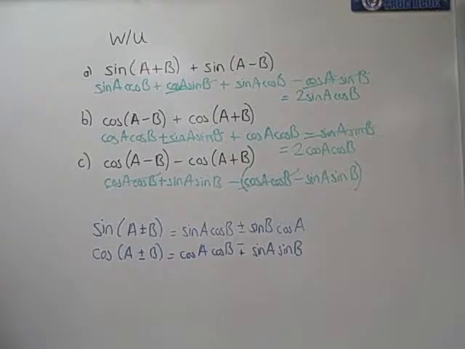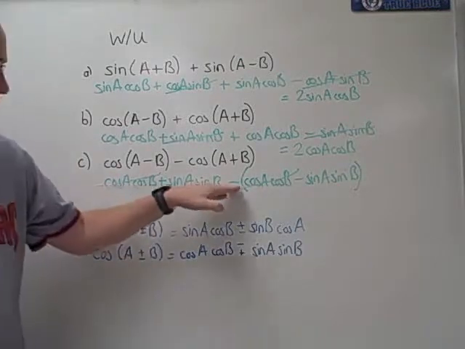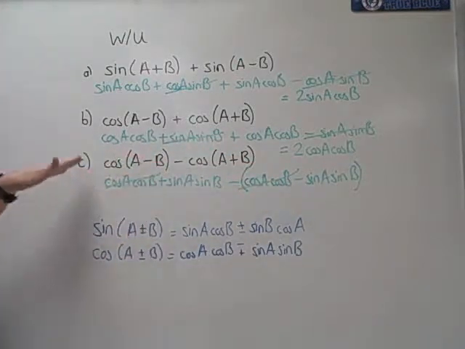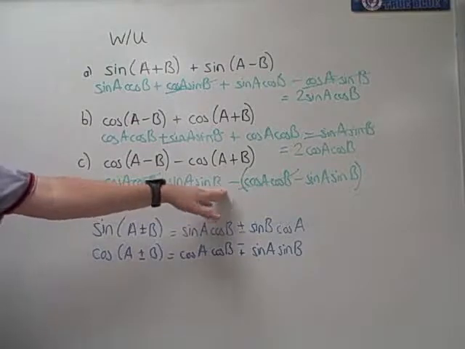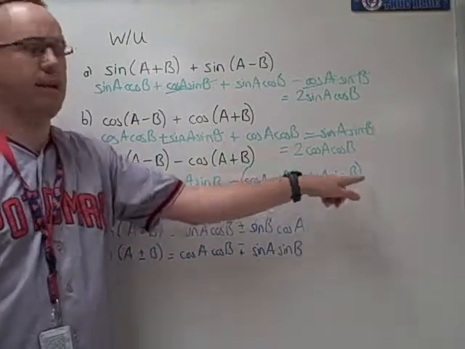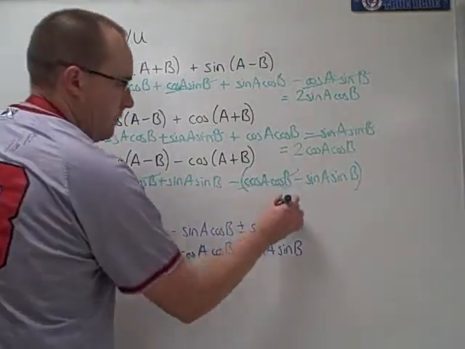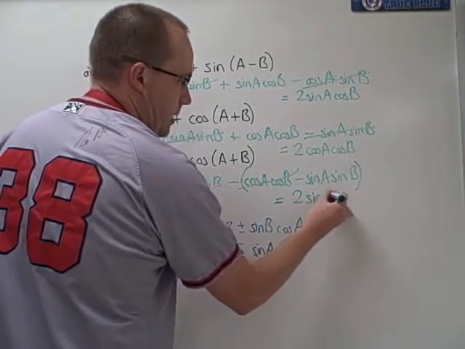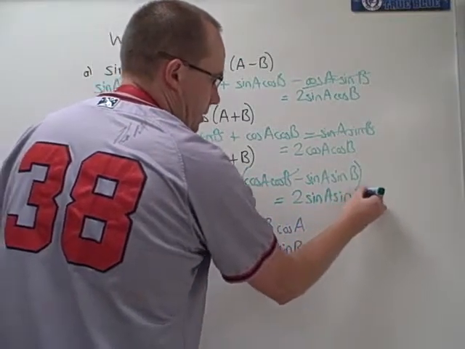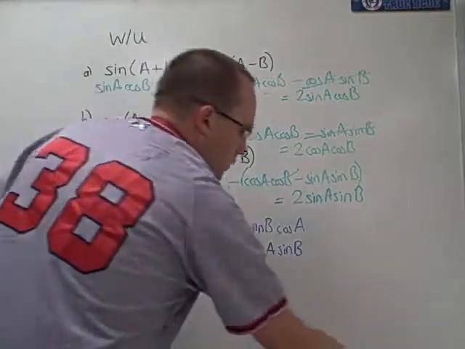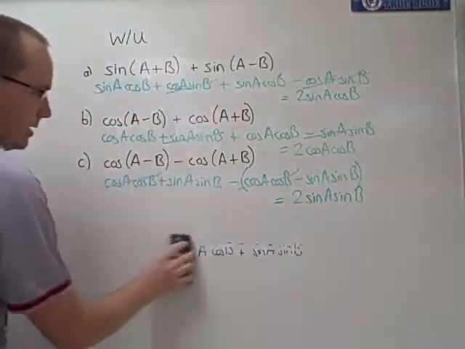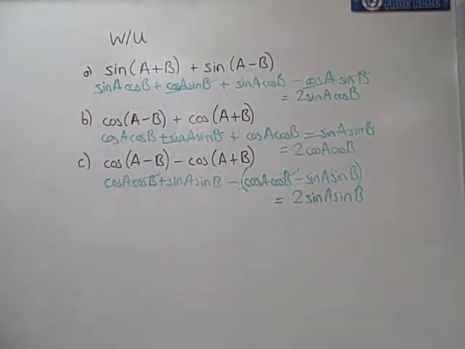Now I've gone ahead and already made a little simplification here. The first term, take away the third term, that's going to cancel. And then we've got sine A sine B, subtract negative sine A sine B. So that's actually going to give us 2 sine A sine B. Now what we can actually do with these identities is we can actually halve them.